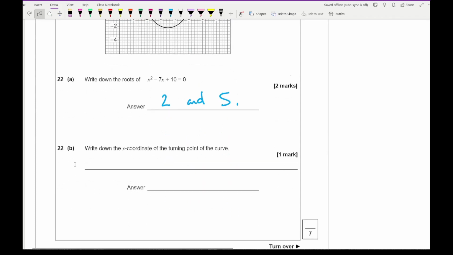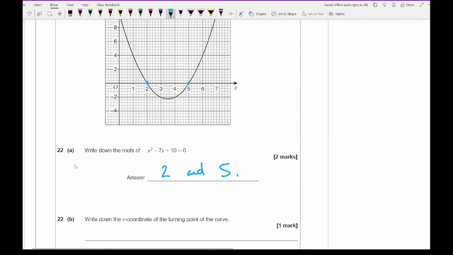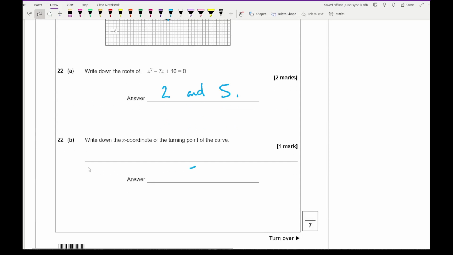Then it says write down the x ordinate of the turning point. Now the turning point is just there and the x ordinate is just there. So what's this number here? Well, that's going to be at 3.5.